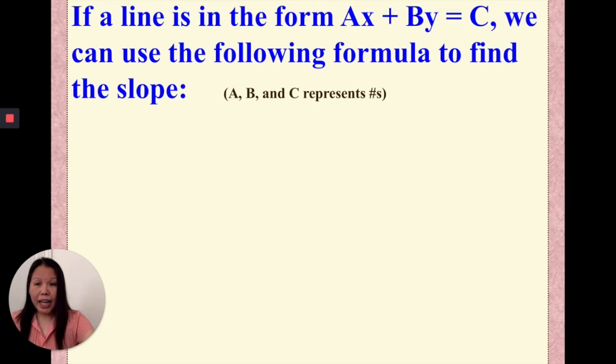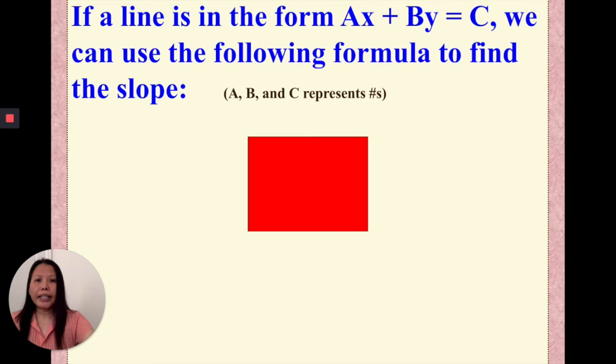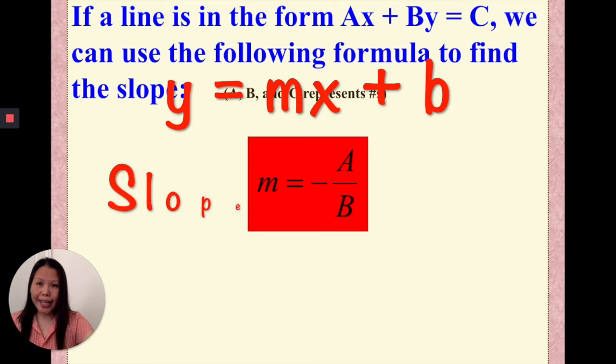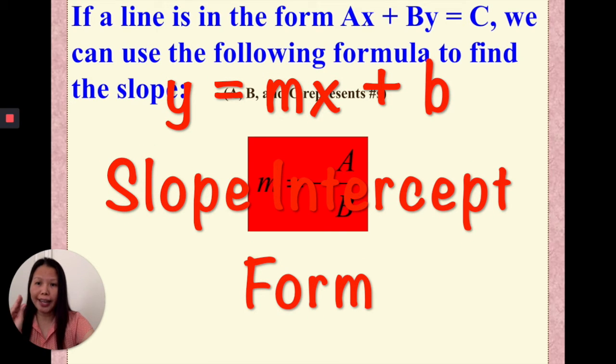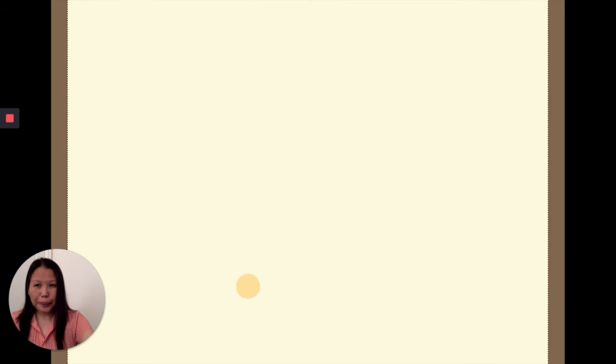If we have a line in the form of ax plus by equals c, this is called the standard form of linear equations. You can find slope by this formula. This is a shortcut if you can remember it. Otherwise, if we don't remember this shortcut, we have to solve for y and get y by itself on the left. And then the number in front of the x on the right will be your slope. Y equals mx plus b. That is changed into the slope-intercept form.